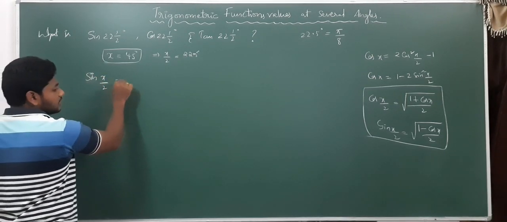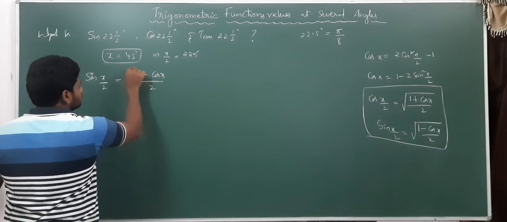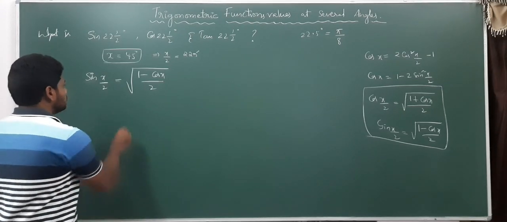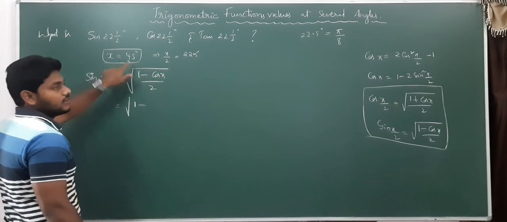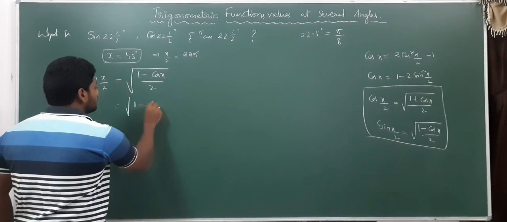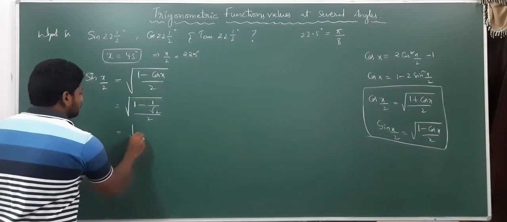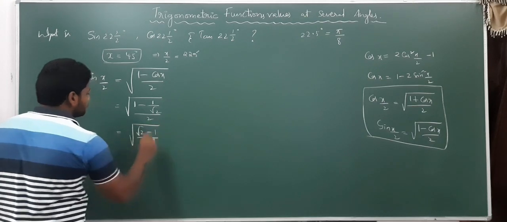Sin x/2 is equal to square root of (1 minus cos x)/2. Right or not? What is x here? 45. Cos 45, what is cos 45 value? 1 by root 2, divided by 2. So which is square root of (root 2 minus 1)/(2 root 2).